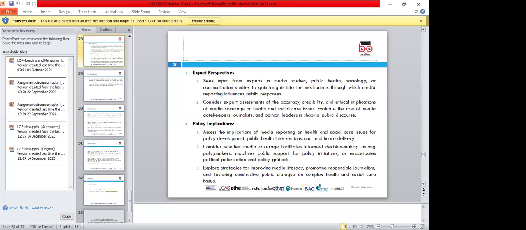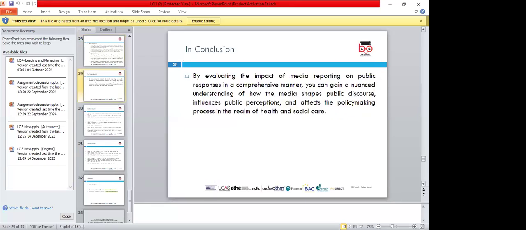So by evaluating the impact of media reporting on public responses in a comprehensive manner, you can gain a nuanced understanding of how the media shapes public discourse, influences public perceptions, and affects the policy making process in the realm of health and social care.